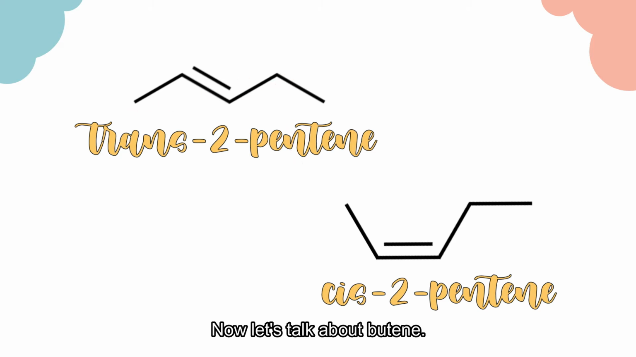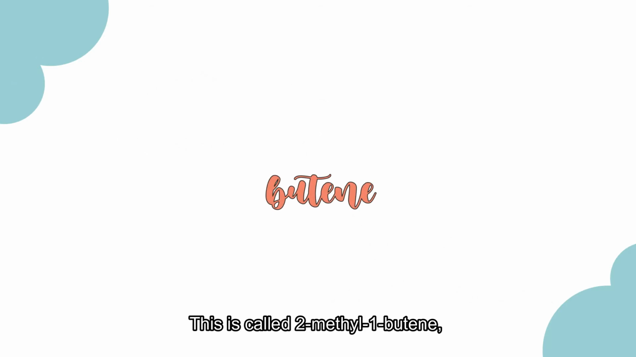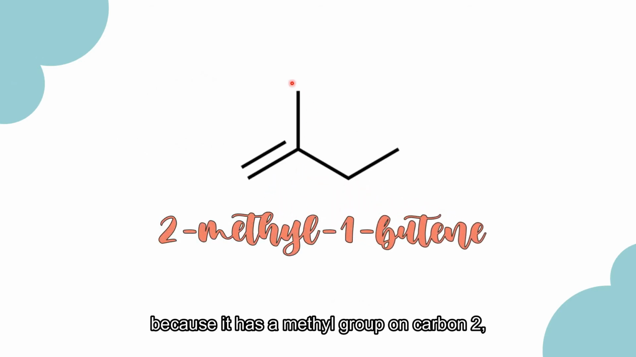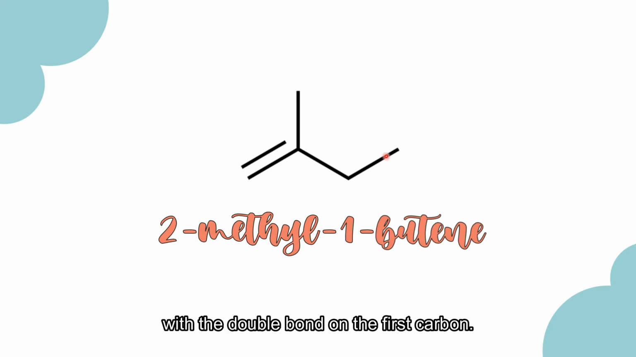Now let's talk about butene. This is called 2-methyl-1-butene because it has a methyl group on carbon 2, and the main chain consists of 4 carbons with the double bond on the first carbon.